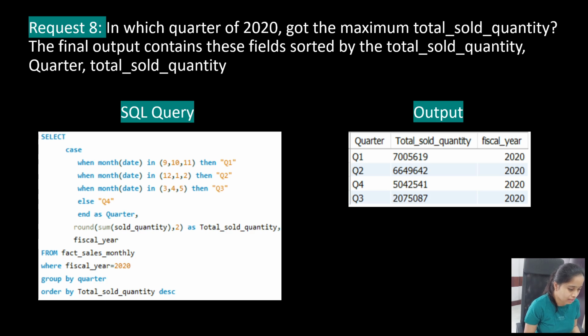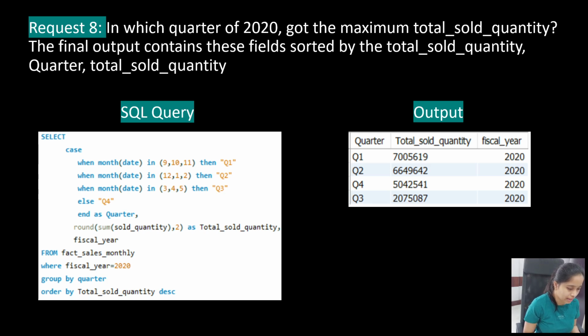And this is the 8th ad hoc request. The question is, in which quarter of 2020 got the maximum total sold quantity? And this is the query. Here I have used a case statement and extracted the month from the date column of the fact sales monthly table. And as we know that AtliQ Hardware has September as its first financial month, hence quarter 1 will have month numbers 9, 10 and 11, and so on.